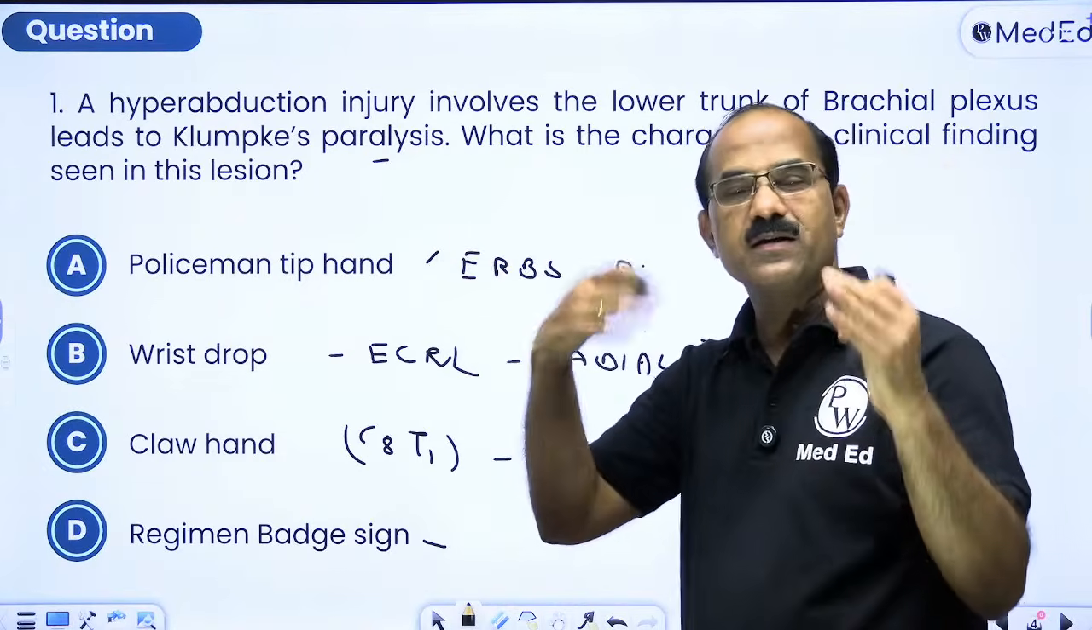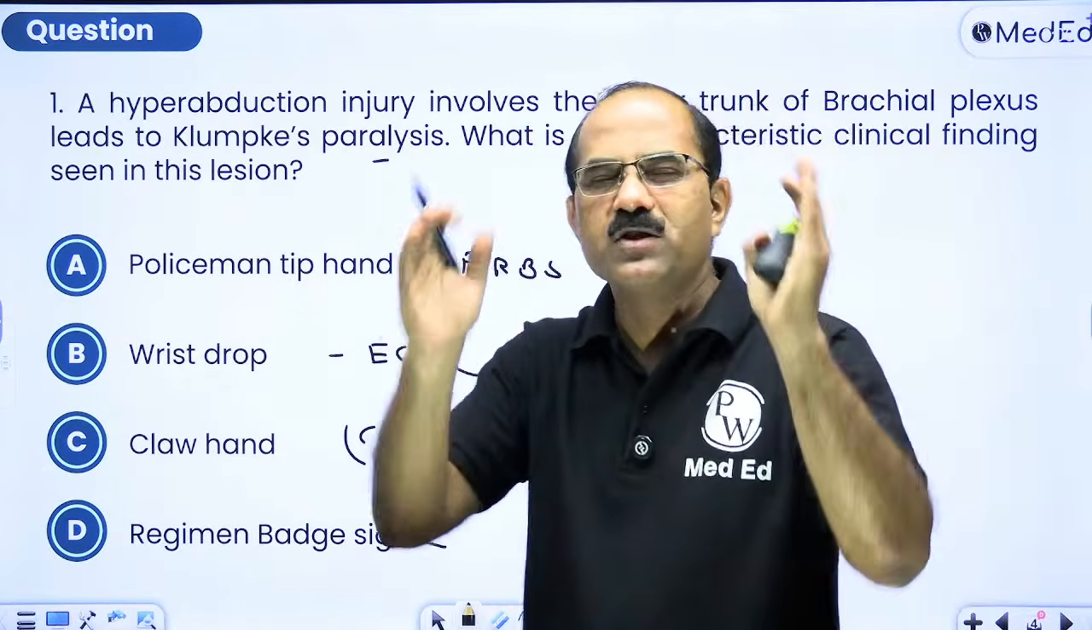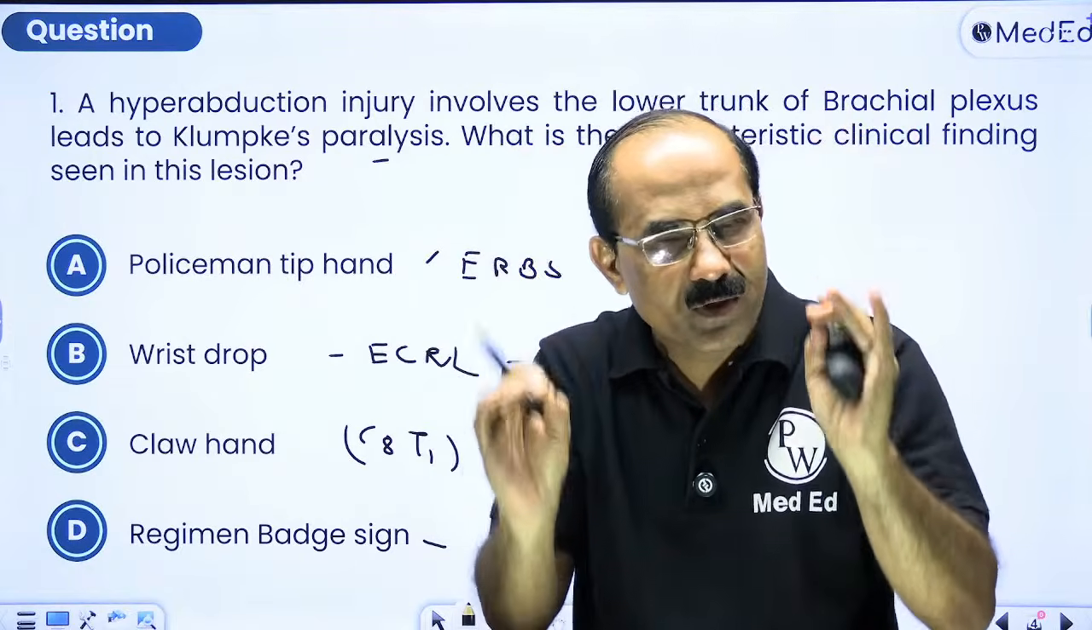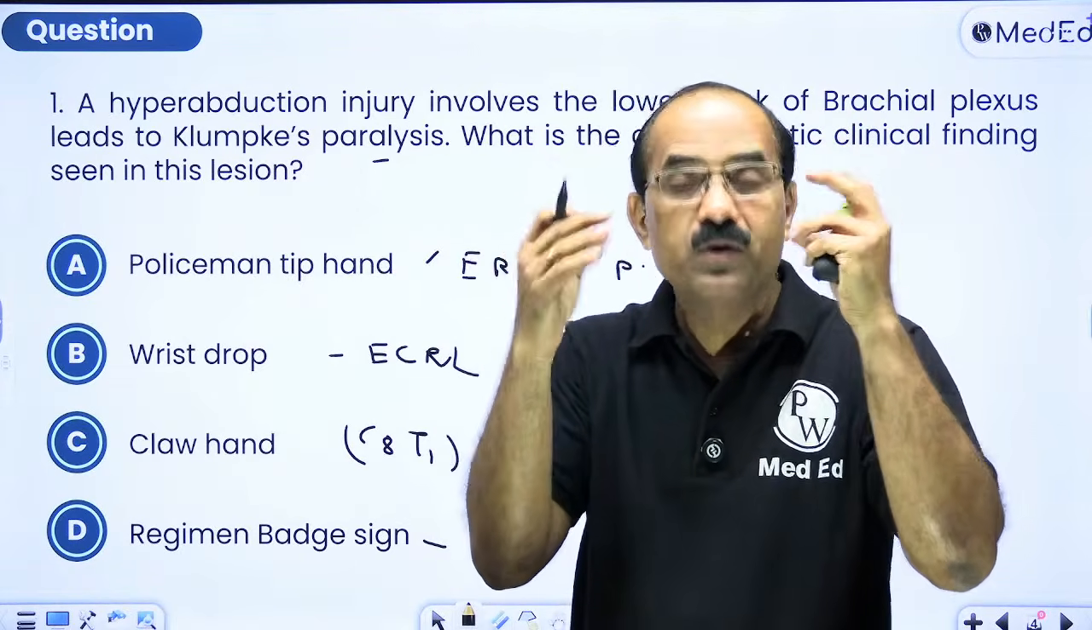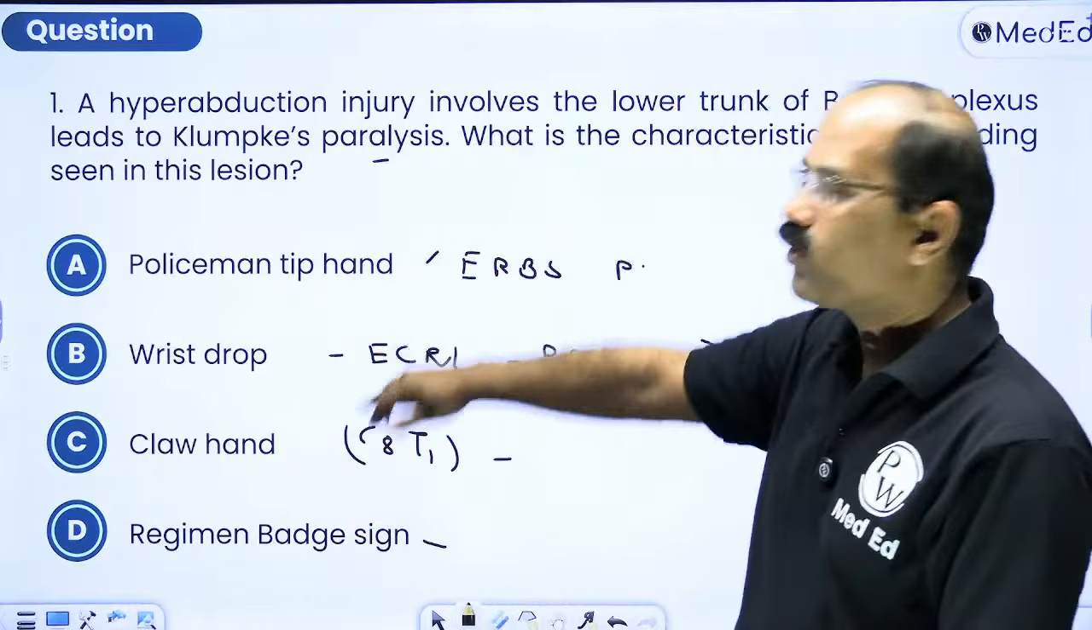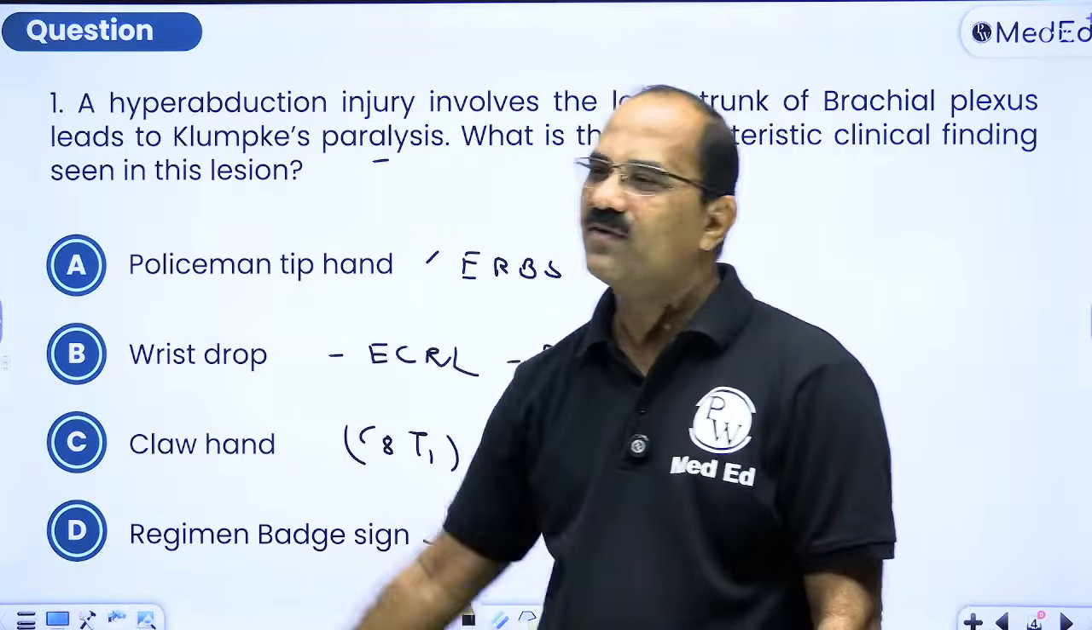Analyze it like this. First read the stem of the MCQ properly. Reading the stem, you will come to some conclusion, some answer. After that, you look at the options. Fine. I hope this is clear.